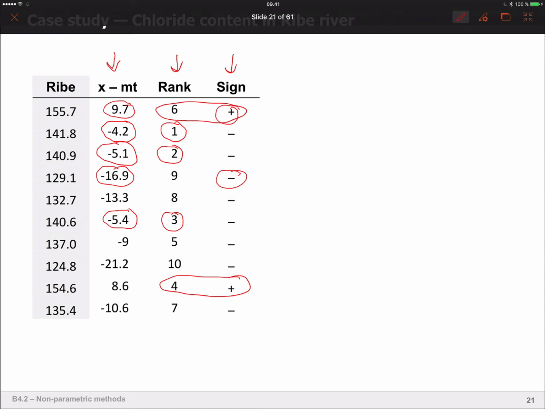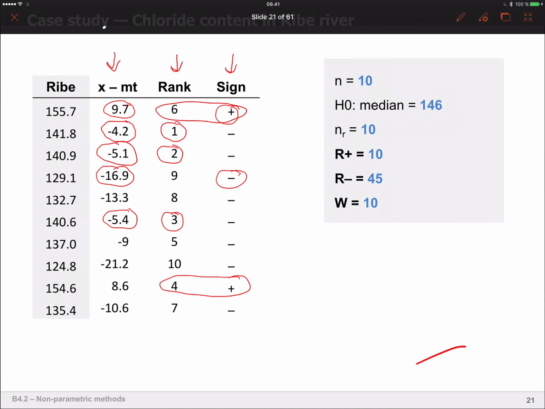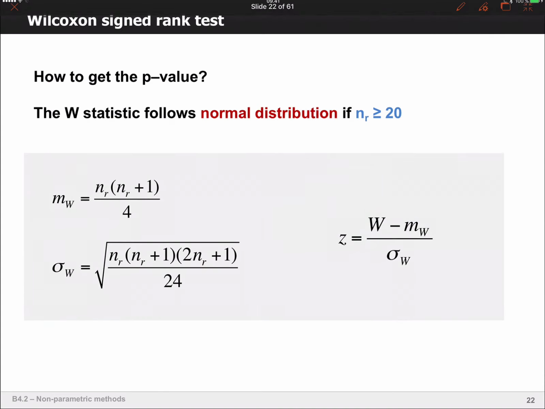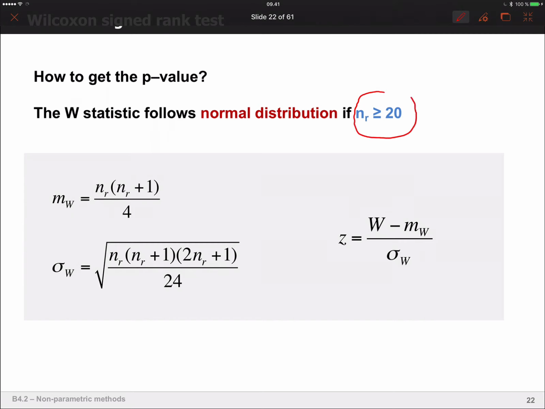Then take all minuses and sum up the ranks. If we sum up all ranks for the pluses, it will be 10, and for the minuses, it will be 45. Then the statistic W is just the smaller of these two values, and that's 10. Now we need to know how this statistic is distributed, and in fact, it's distributed normally, only if the number of values which are not equal to the median is at least 20. Most of the non-parametric methods need at least 20 values, otherwise they will not work correctly.